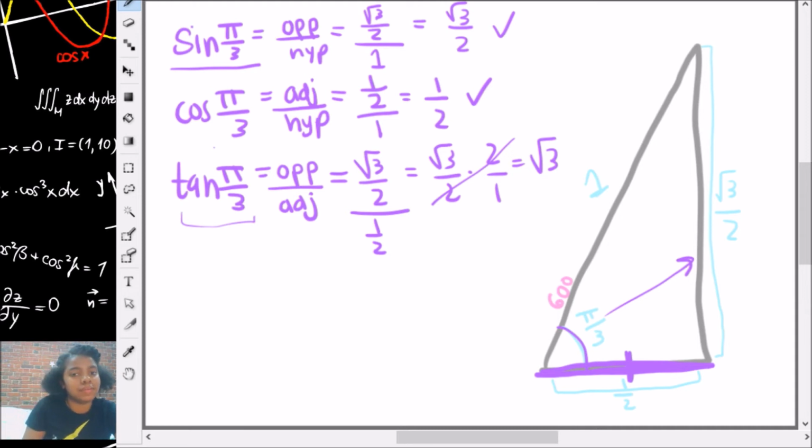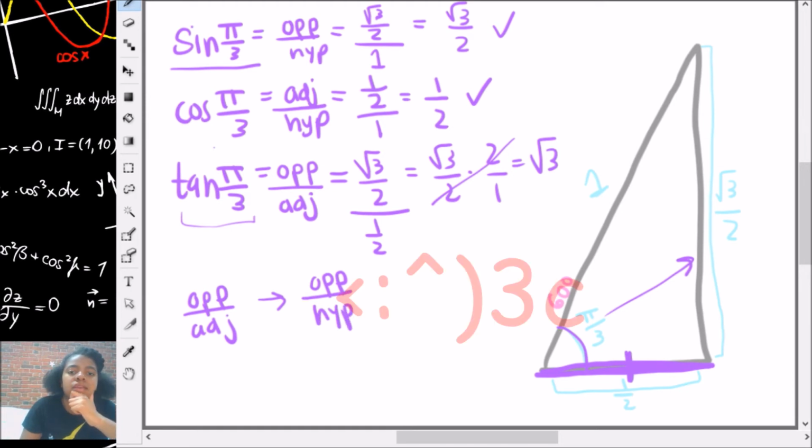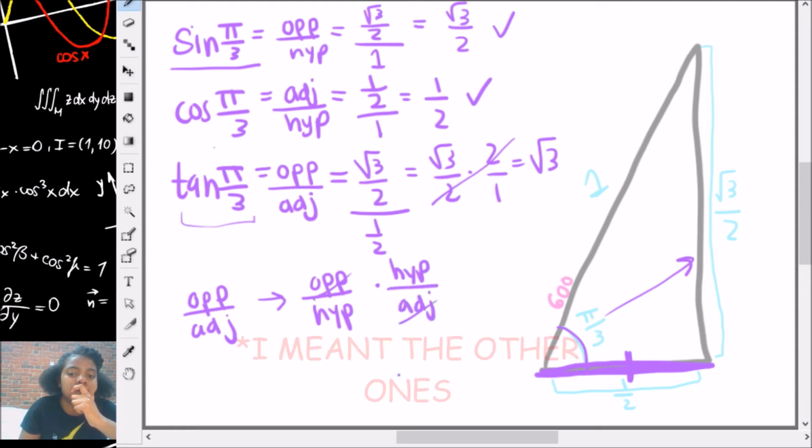So also, if you notice, the tangent is the opposite over the adjacent, right? How can I say this? Basically, you have the opposite over the adjacent is tangent. Well, couldn't you write this as the opposite over the hypotenuse times the hypotenuse over the adjacent, right? So those two cancel, right?